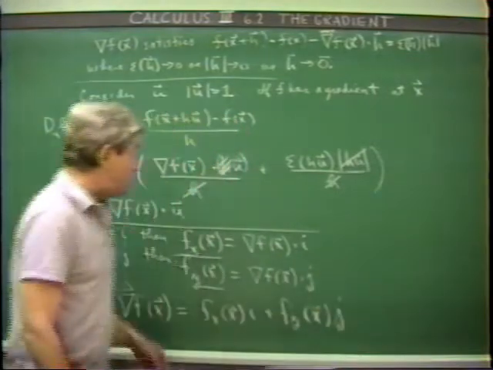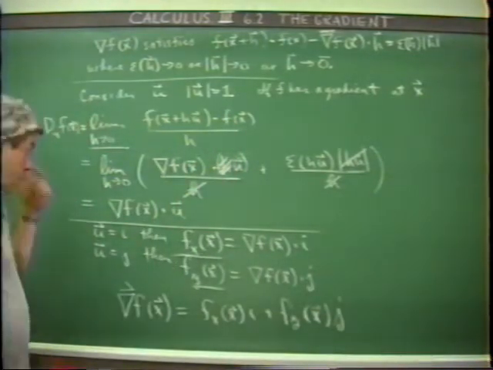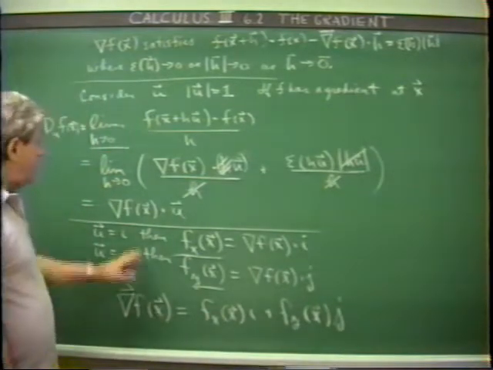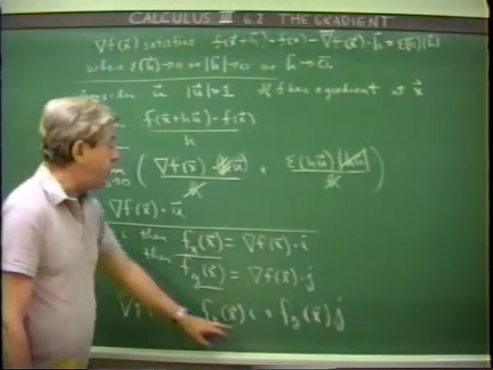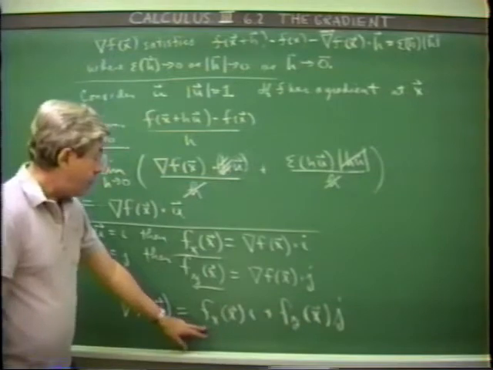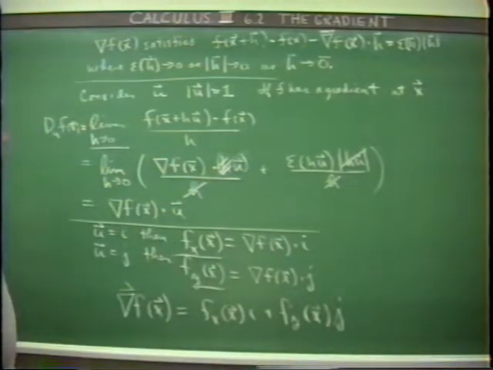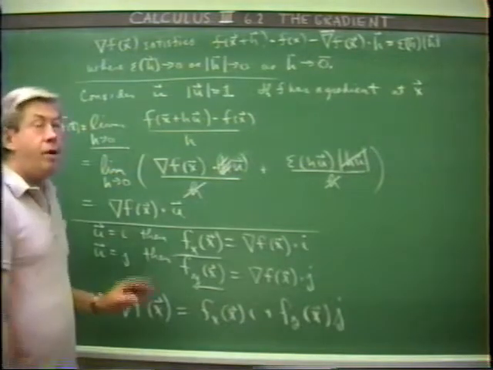Dimensions, there'd be the partial with respect to z times k. Right? So, in order to compute the gradient, we simply take the partial derivative of f with respect to x and the partial with respect to y. The first one is the i component, the second one is the j component, and that's going to give you the gradient, if the gradient exists.